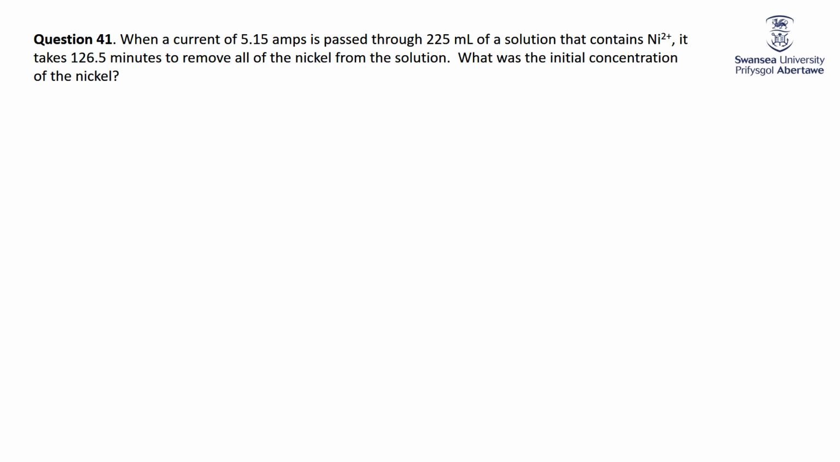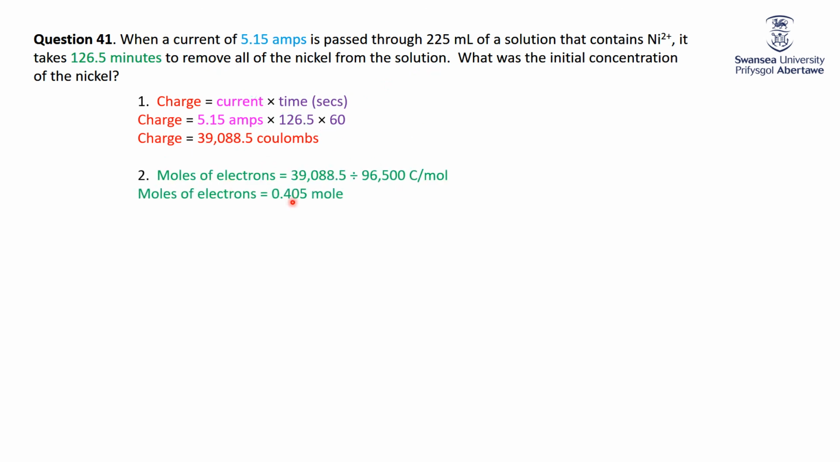Finally, another fun little question. We've got current, we've got time, so we can get charge. If we can get charge, we can get moles of electrons. If we know what we're electrolyzing, we can get moles of nickel, and then we can continue from there. So charge, current times time, pop all that in, 39,088.5. I bet that 0.5 is really important, isn't it? Once we got that, we can get moles of electrons, which is going to be 0.405 moles. The reaction we're actually doing is nickel 2+, which needs 2 electrons to go to nickel. So we got 0.405 moles of electrons, thus we can make 0.2025 moles of nickel.